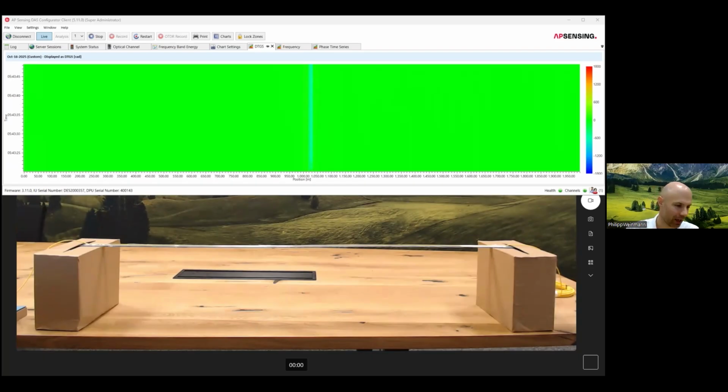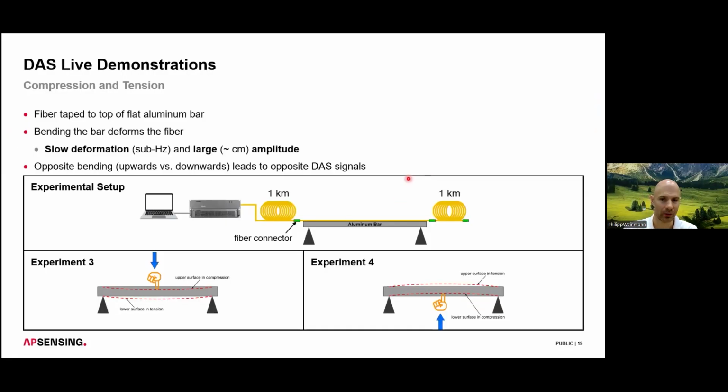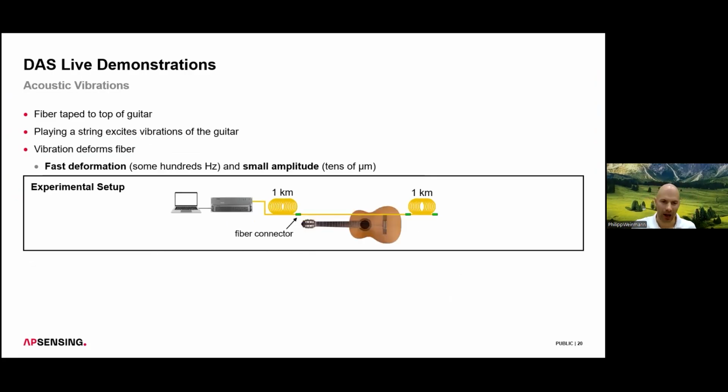Now let's look at mechanical deformations that are happening in the acoustics range, what we are actually interested in. And for this, I am going to use the following setup. I will now quickly rearrange my fiber setup and then use a guitar to generate acoustic vibrations. And this time, the center of the glass fiber setup will not be taped to an aluminum bar anymore, but it will be taped to the top side of the guitar.